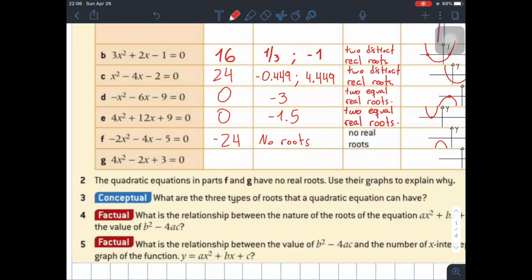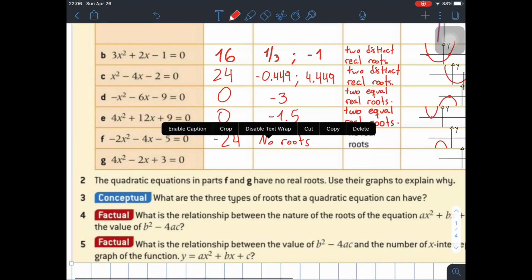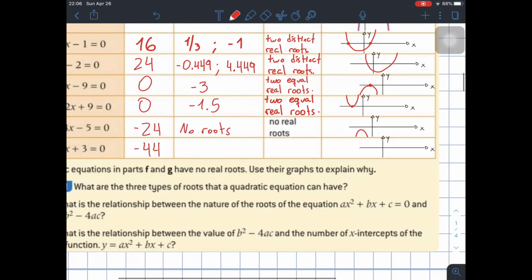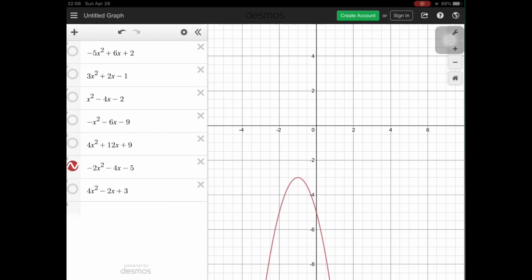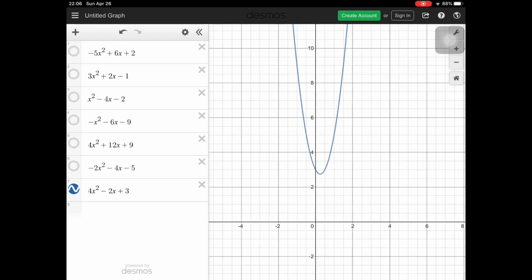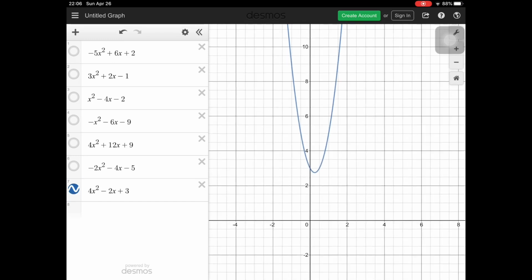B squared is -2 squared minus 4 times a, which is 4, times c, which is 3. And once again, we get a negative number, which is -44. So the same thing should happen. Let's graph this. If we graph, we see that, there you go, the parabola now is above the x-axis and it never crosses the x-axis. So there are no x-intercepts.